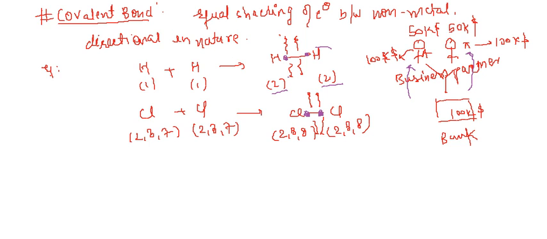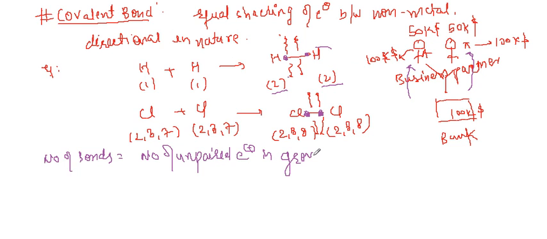Here, how many bonds do we see? The number of bonds is the number of unpaired electrons in the ground state or excited state.